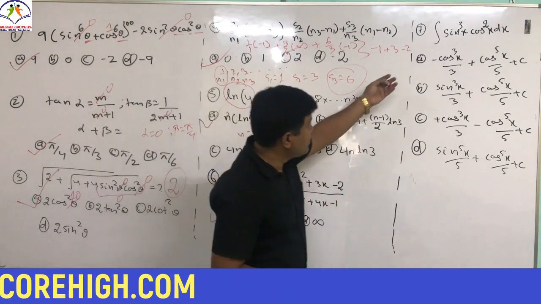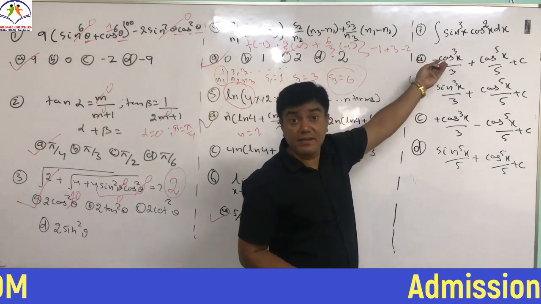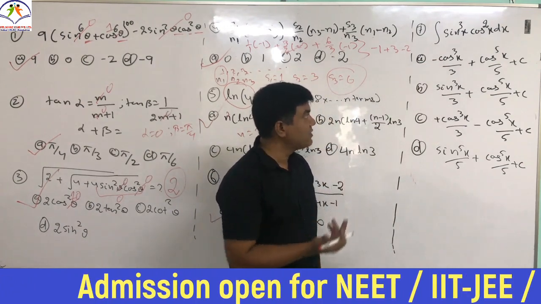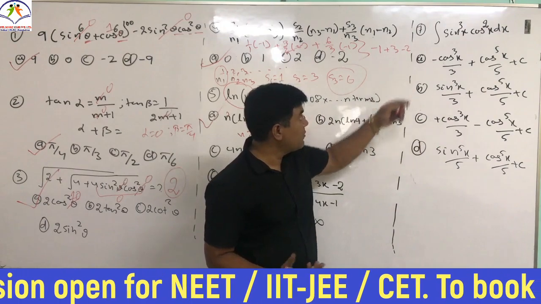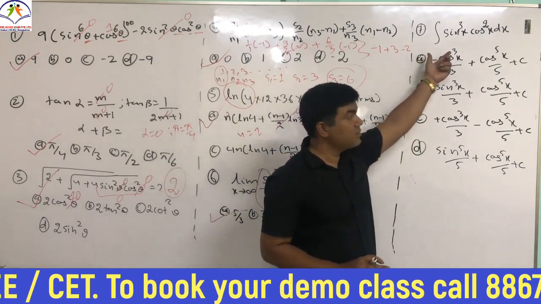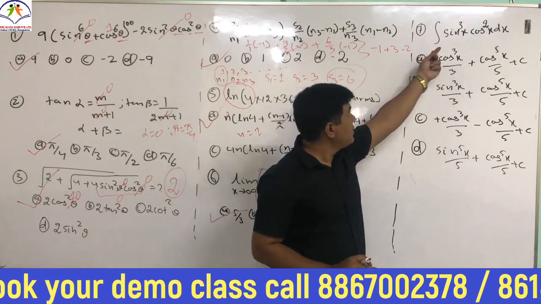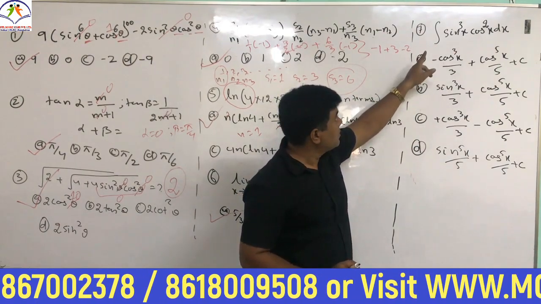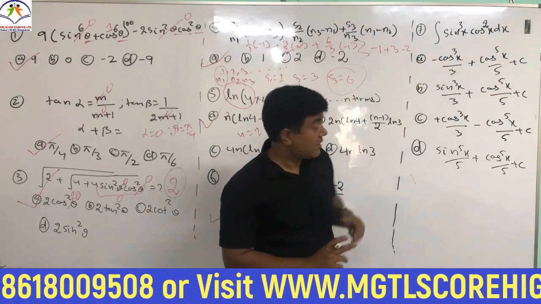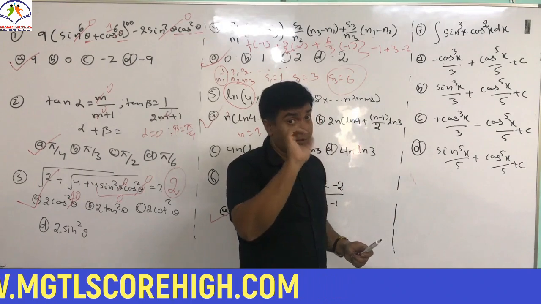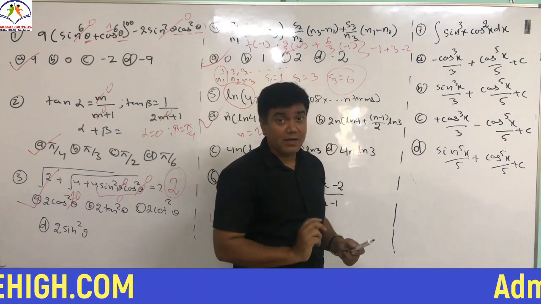Now here, a few questions I have taken. This question is of integration. People don't understand how to do integrations, how to initiate and what to do. So see how we can do it in just 1 second. This question has been asked in your CET. So see, look at the powers. Sine and cos both have powers. Now your main target should be the odd power. Don't look at the even power at all. So which has the odd power?